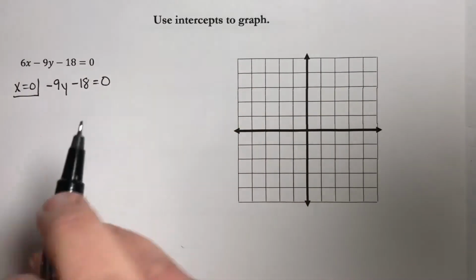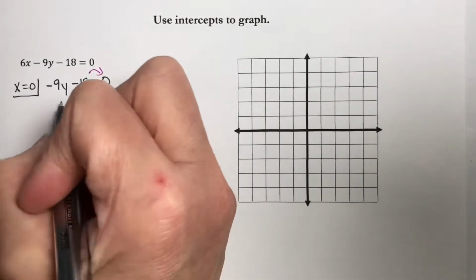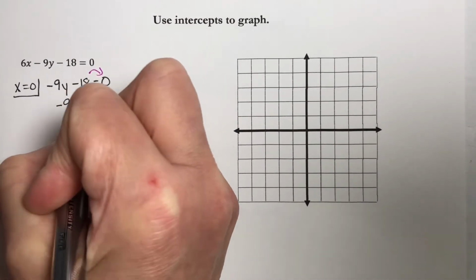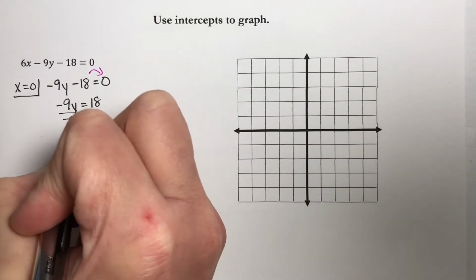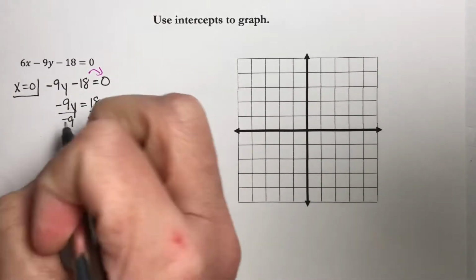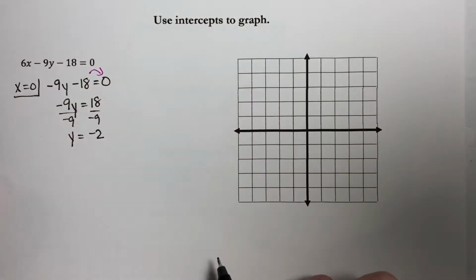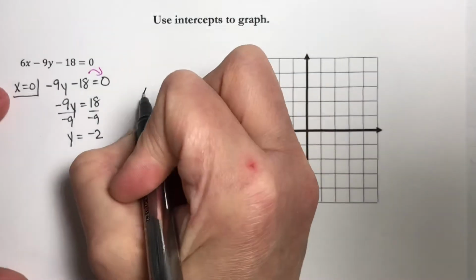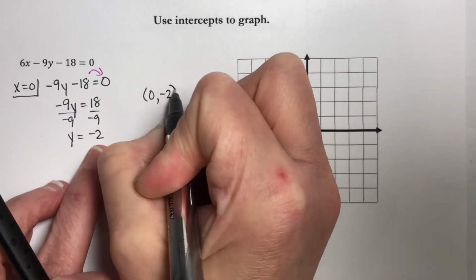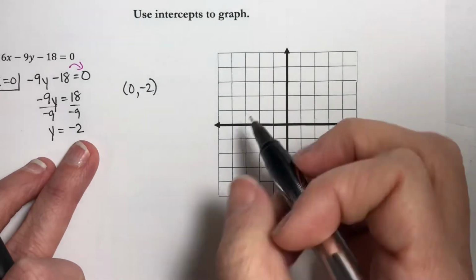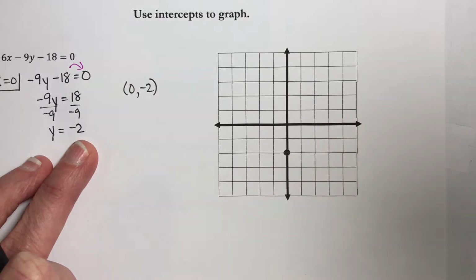So let's add 18 to both sides right there to get negative 9y is equal to positive 18. Divide both sides by negative 9. And you get y is equal to negative 2. This is the point (0, y), where y is negative 2, and it is our y-intercept. (0, negative 2) is right there.